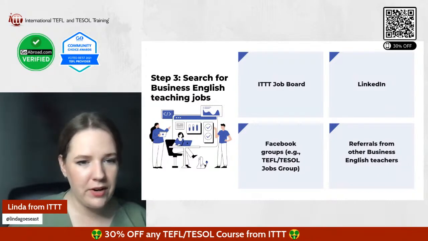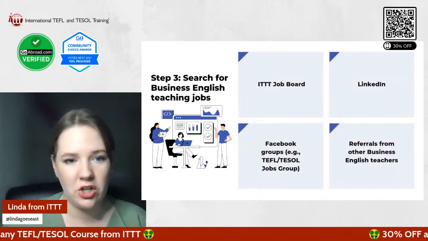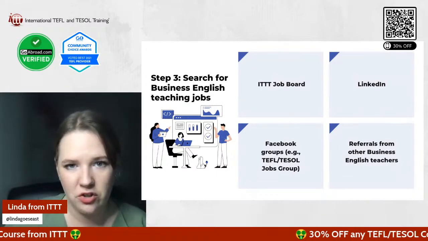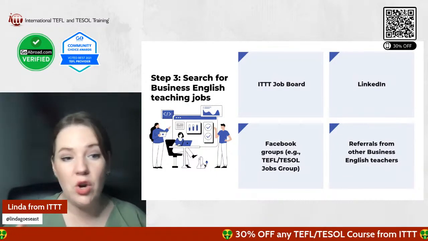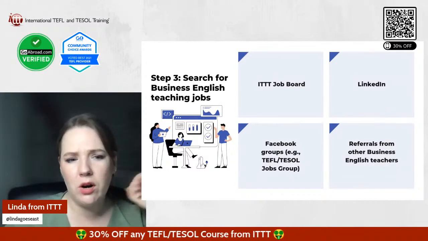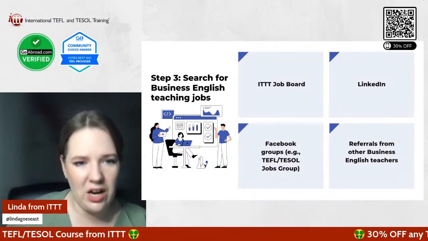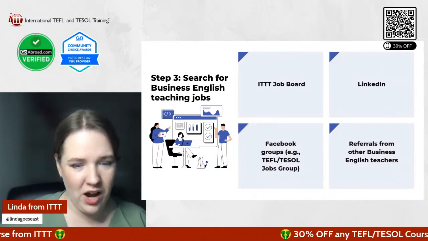And then step 3 here is the search for business English teaching jobs. So how do we search? How do we find business English teaching jobs? You have your resume now. You know where you want to go. You know that business English teaching is right for you. It pays more. You're going to be teaching motivated adults. What's not to like, right? So how do we find these business English jobs?